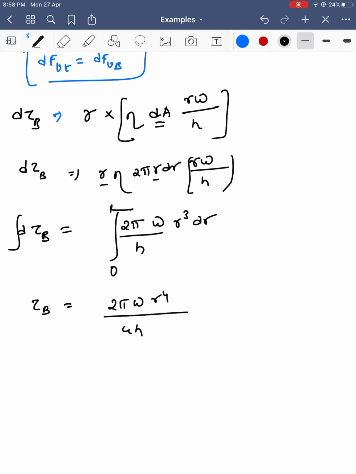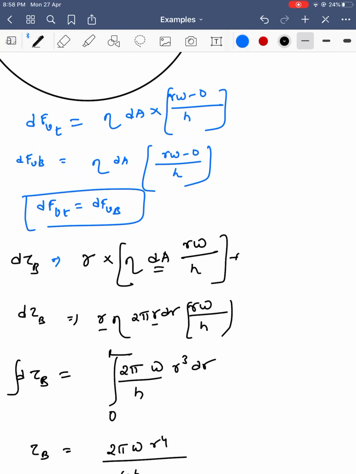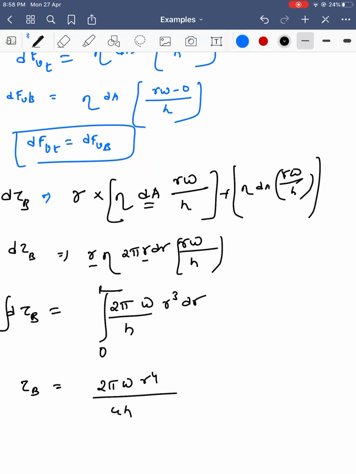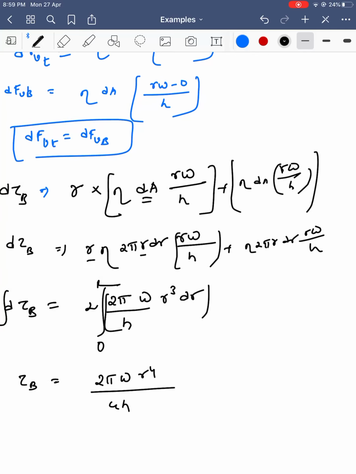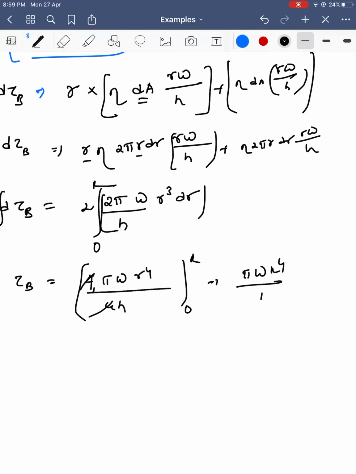I'm sorry, I forgot to mention there are two forces. One force is nu dA r omega by h, and I forgot to mention the bottom one, plus nu 2 pi r dr r omega by h. So it is just 2 times, so instead of 2 pi omega it will be 4 pi omega R power 4 by 4h. The limits vary from 0 to capital R. So the 4 gets cancelled, giving pi omega R power 4 by h.